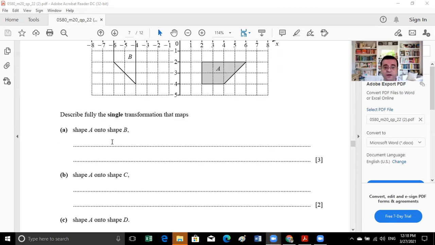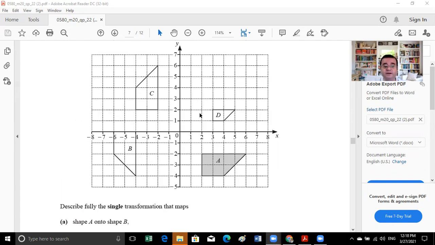So here becomes what? Rotation of 90 clockwise, center 0, 2. Shape A into shape C. What do you think? Reflection. A to shape C, is it by tracing paper reflection? Reflection, very good.